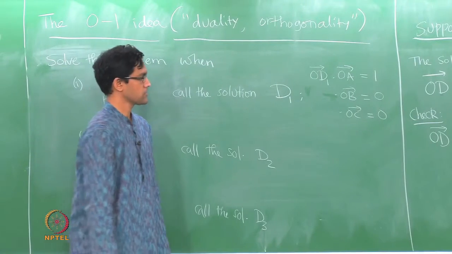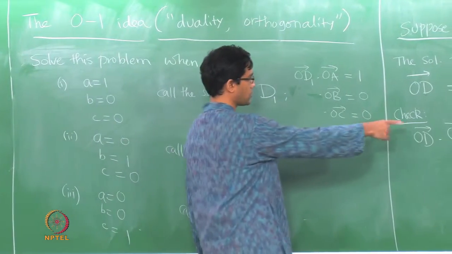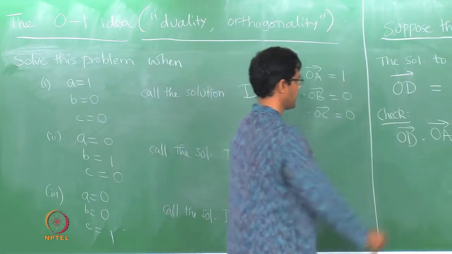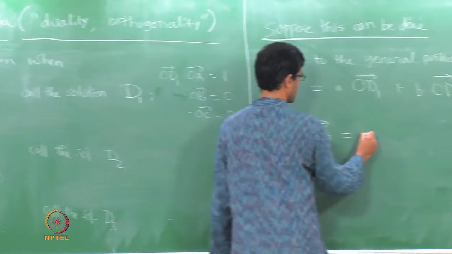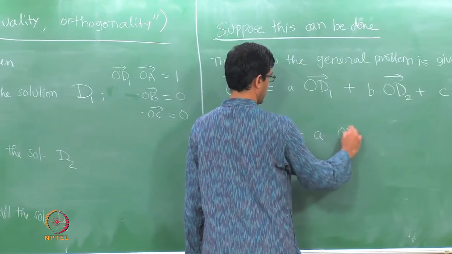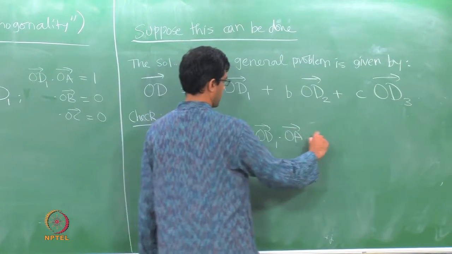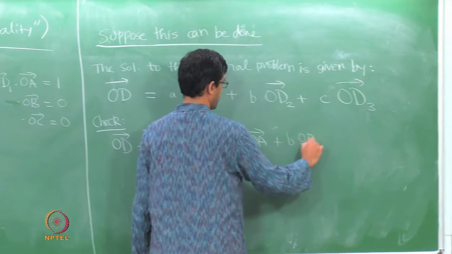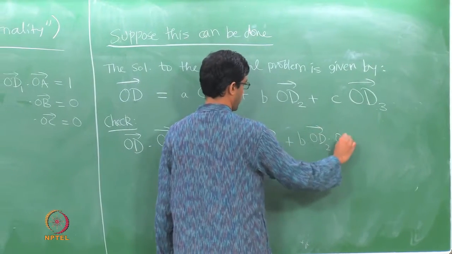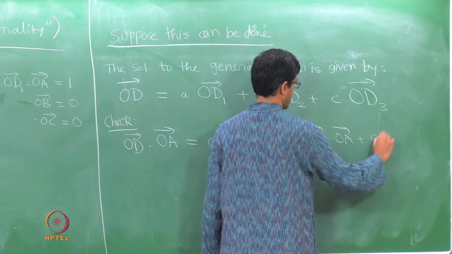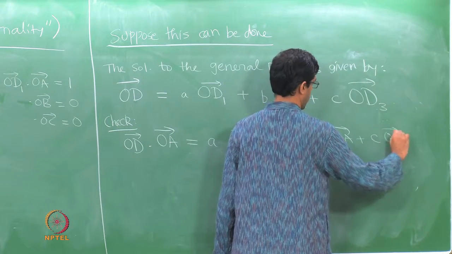That is what D1 does. So, let us compute this. OD dot OA would be A times OD1 dot OA, plus B times OD2 dot OA, and plus C times OD3 dot OA.